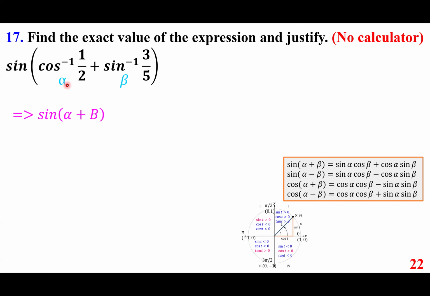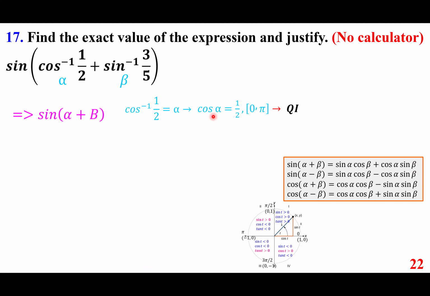Sine of alpha plus beta is sine alpha cosine beta plus cosine alpha sine beta. So we have to find sine and cosine of both alpha and beta. We start with cosine inverse of 1/2 is alpha. We gave it a name. By definition, it means cosine of alpha is 1/2.